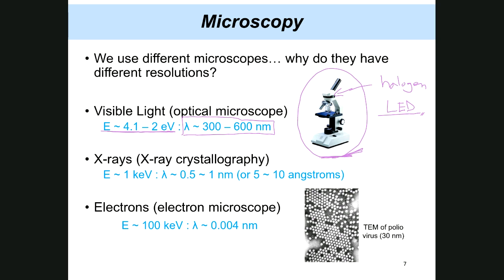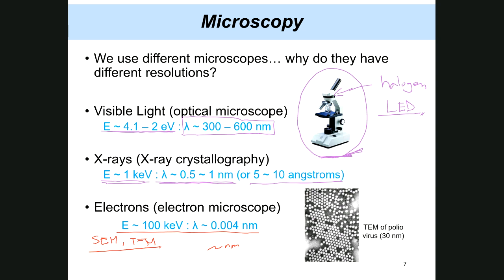And then there is this X-rays, X-ray crystallography. They use a very high energy. We know that X-ray has high energy. They have much shorter wavelength, half to 1 nanometer or 5 to 10 angstrom. And then there is this electron microscopes. I believe many of you are using SEM, TEM, and so on. We know that they can see very, very small scale, or few nanometers, easily. TEM can even see sub-nanometer object.